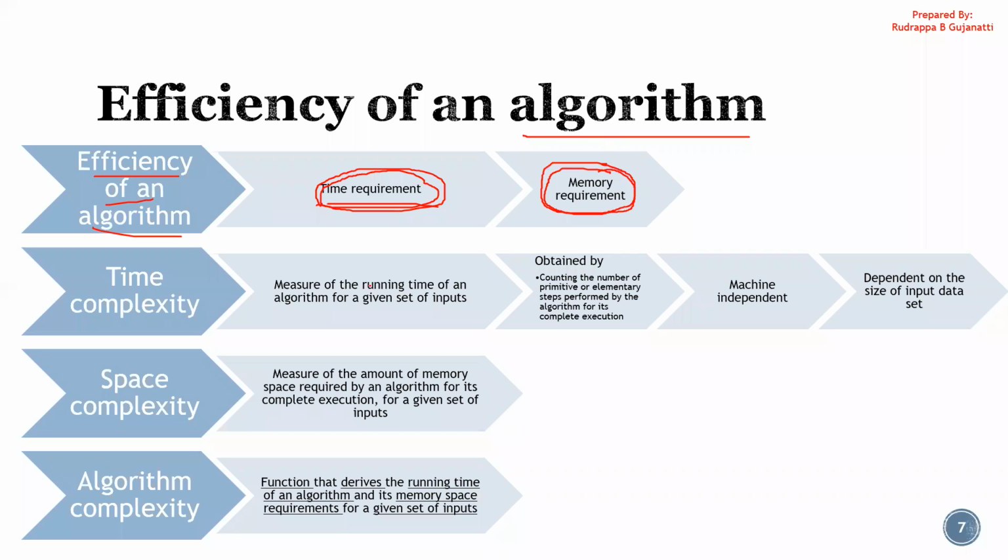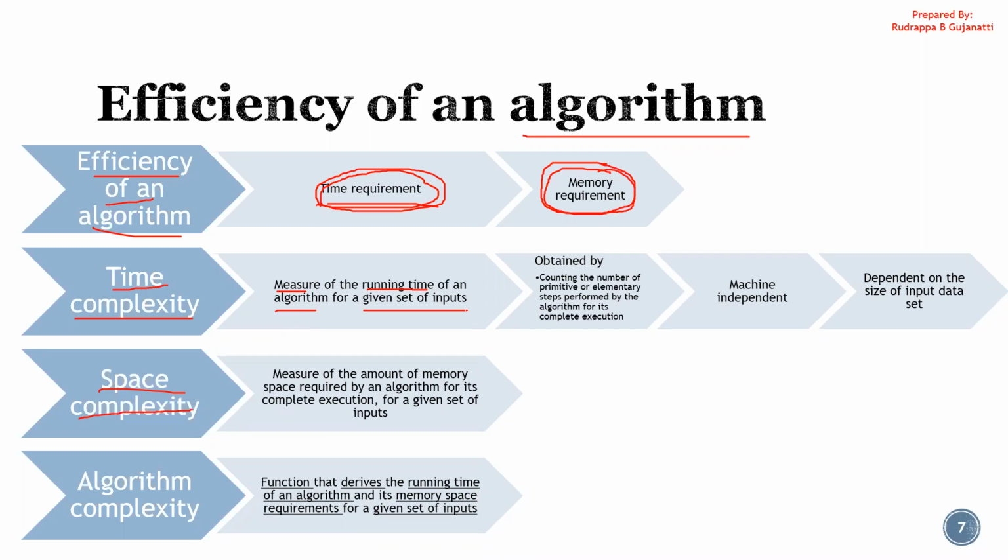Now, these two in turn give rise to what we call time complexity and space complexity. Now, what is time complexity? Time complexity is basically the measurement pertaining to the running time of an algorithm. So, for how long will an algorithm run to provide the expected output? With a given set of inputs, we provide some inputs to the algorithm and see how much time the algorithm takes to complete its execution. That measure itself gives us the time complexity.